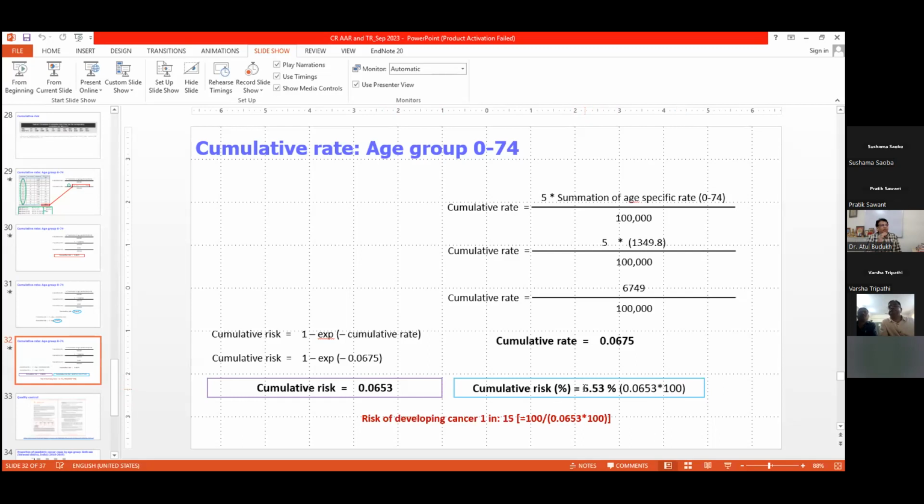Suppose it has come as 15.55. We take it as 16, 1 in 16. It is below 50, so we take it as 1 in 50. 15.31, so we round up only to 1 in 50. Clear? Okay, sir. Thank you, sir. Okay. So we will take here.